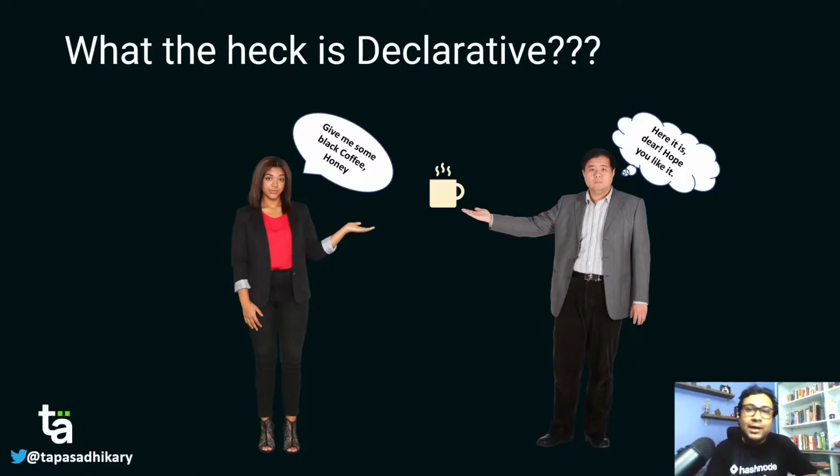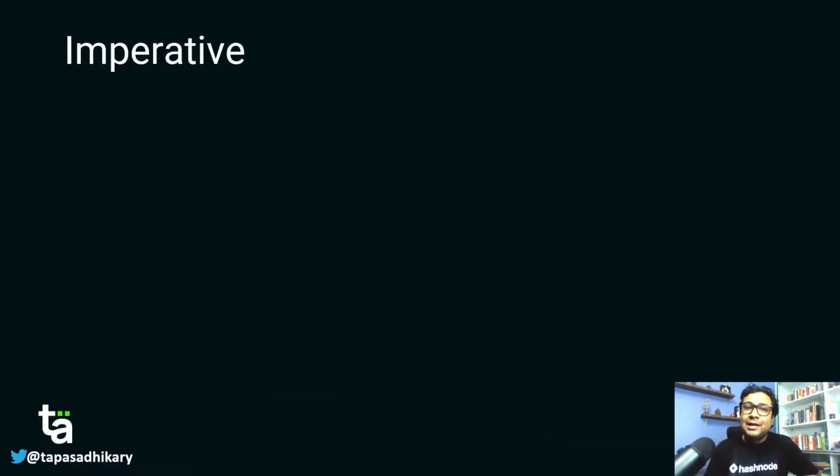So that is declarative. We understood from the definition that React is declarative. We will see how React is declarative. But before you see that, the opposite of declarative is called imperative. So there is something called imperative programming.